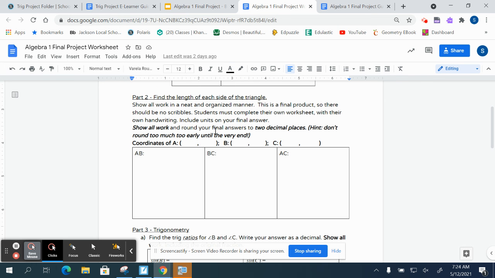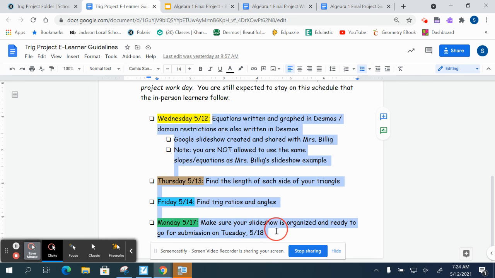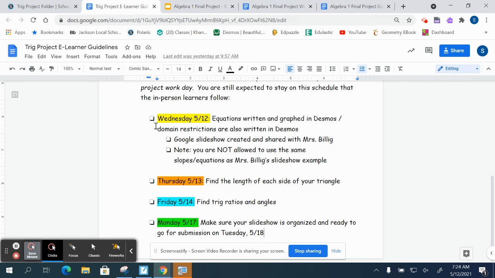And then remember that on here, I have the different things you should do each day. So kind of like a checklist for what you should do, and make sure that you're keeping up with it, and definitely not waiting till the last minute to do these things. So you should really have all of this done by Tuesday at the beginning of the day, and then just turn it in by the end of the day.